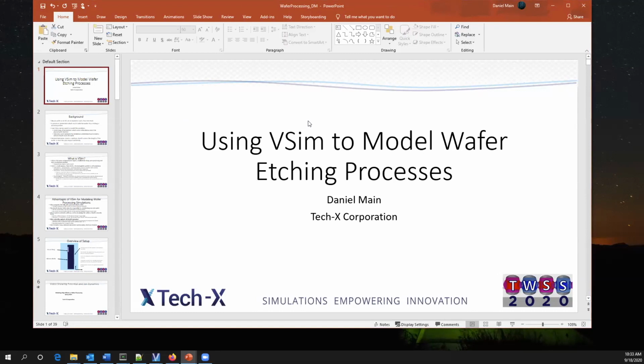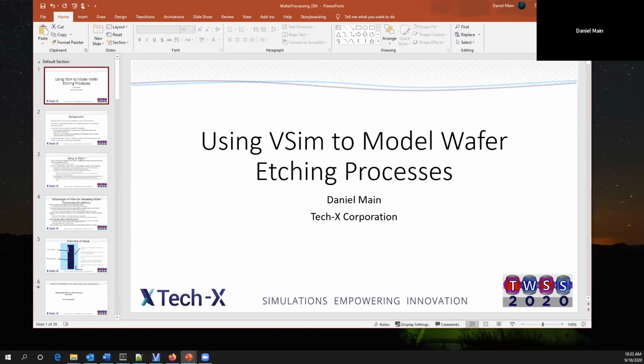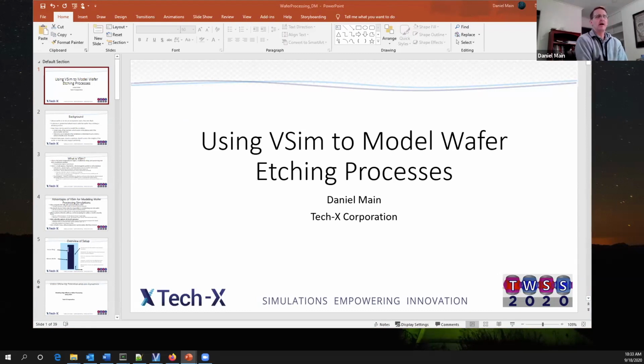Just as a quick introduction, so there I am, and I've been here for about 1.5 years. I've been using particle and cell as a modeling tool for about 15 years. But there are many uses for it, and I'm still coming up to speed on many of them. So let's go ahead and get started.